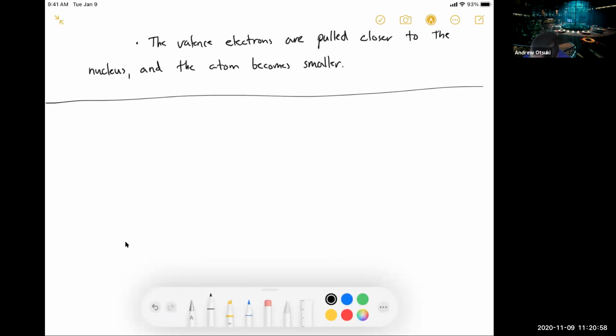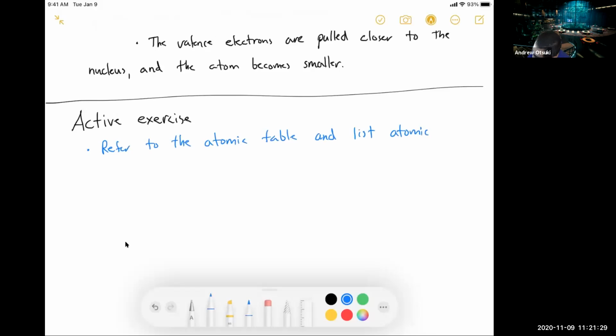Okay, so here's an active exercise for today, one of them. I want you to refer to the periodic table and list the atomic numbers 15, 16, and 33 in order of increasing atomic size. This is a common exam question.